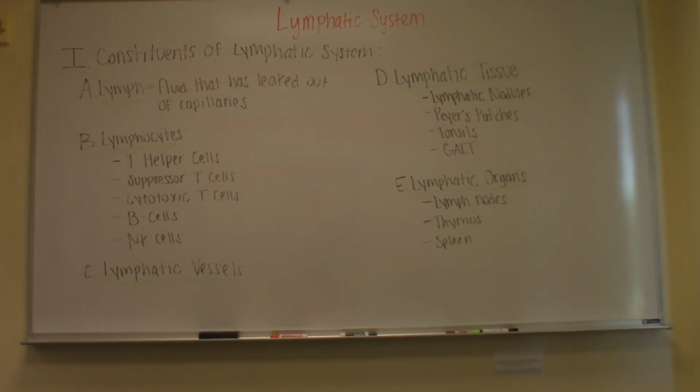Lymphatic vessels have lymph fluid. They form a collection system to bring lymph fluid back into the bloodstream. Then there's lymphatic tissue, which includes lymphatic nodules, Peyer's patches, tonsils, and gut-associated lymphatic tissue. They're like an outpost, kind of like a security system. And then you have lymphatic organs, which are lymph nodes, thymus, and spleen. They form major components of the immune system.